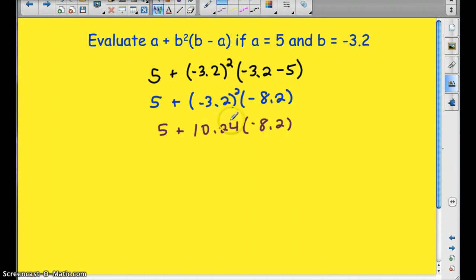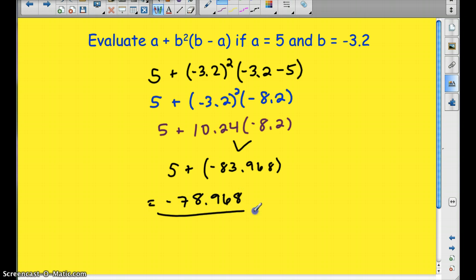Okay, so now we have to multiply. So we're going to multiply 10.24 times negative 8.2. And when we do that, and I'm just going to leave it in parentheses here so I know that my negative goes with the negative, 83.968. And then when we add those together, our final step, you should get a negative 78.968, which is your final answer. So that was using order of operations with an algebraic expression.